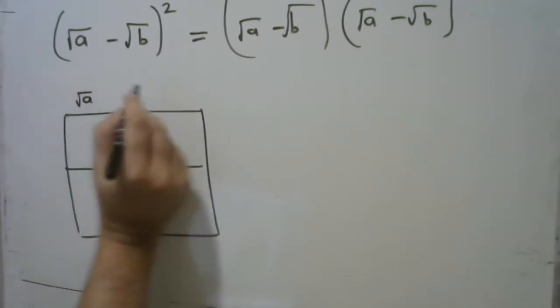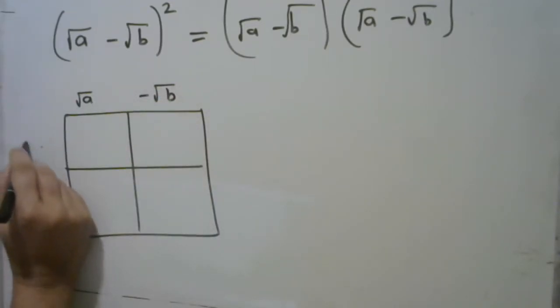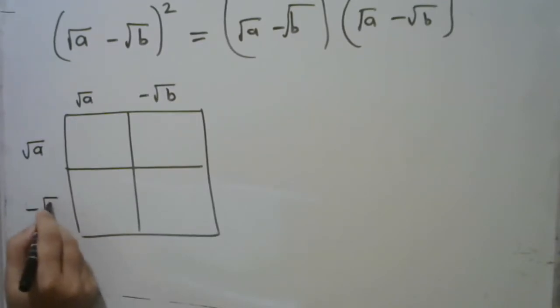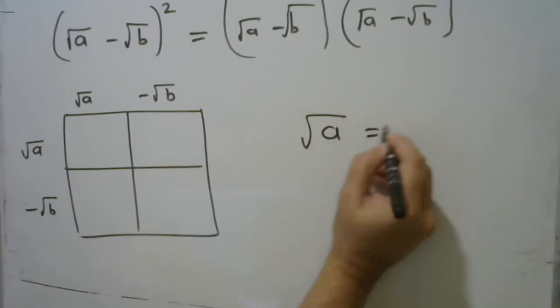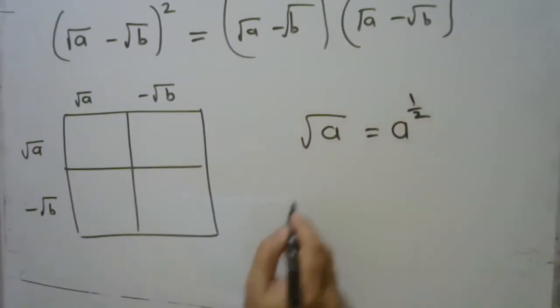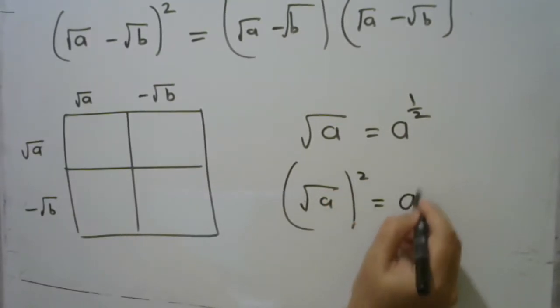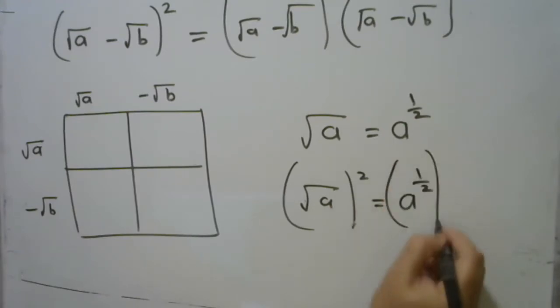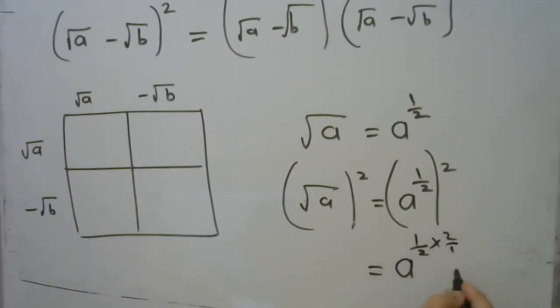Root of a minus root b, root of a minus root of b. Now, we need to keep this in mind. We know that root of a is the same as a to the half, and root of a all squared is really a to the half squared, which is really equal to a to the half times 2 upon 1, which equals a.